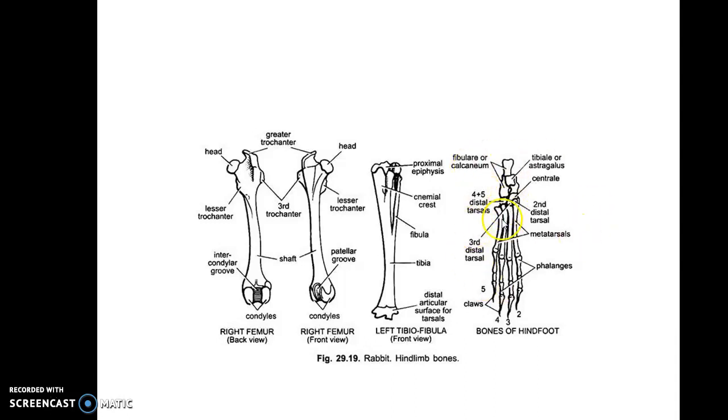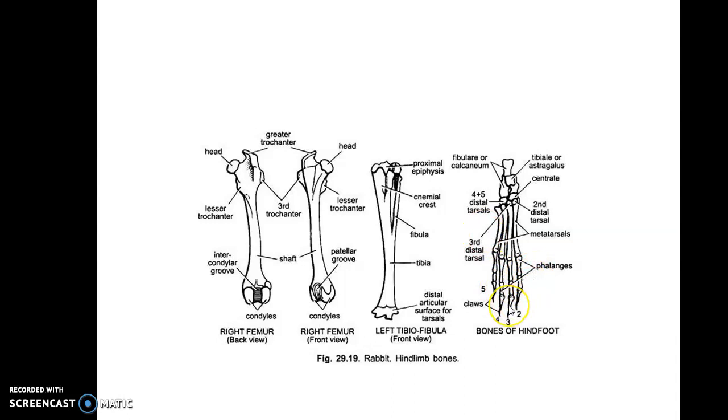Then there are metatarsals and phalanges, as in the forelimb we had seen, and there are 5 metatarsals. The toe is absent. The toe is also called hallux, which is absent. The first metatarsal remains fused with the second one. The toes are supported by small phalanges. All the 4 toes are supported by 3 phalanges each. So the phalangeal formula is 0, 3, 3, 3, 3.